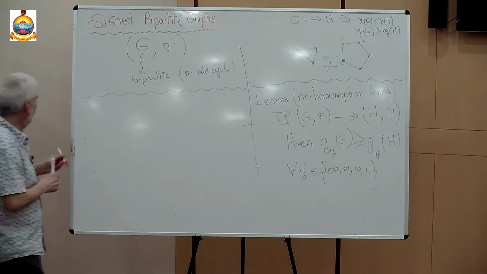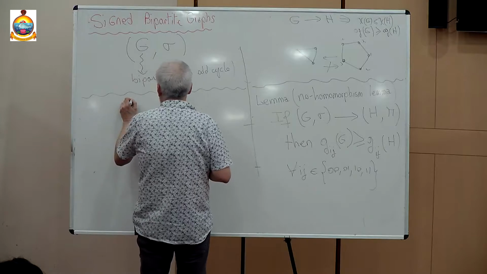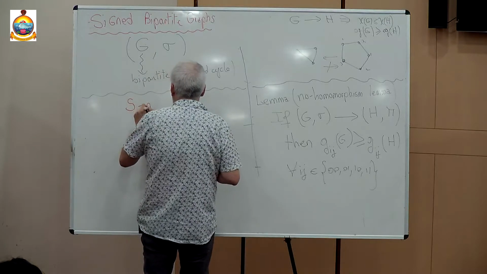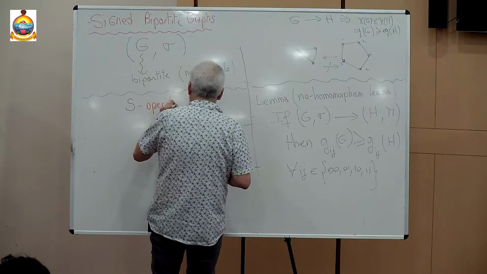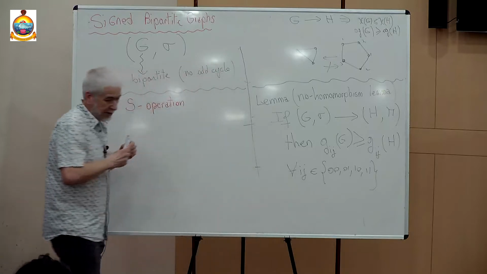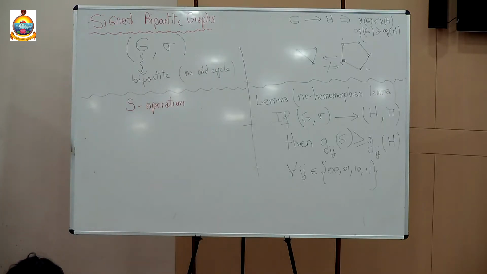So there is some kind of, it's not a good term. I will call that S operation. But S is not good. Oh, just consider that I am transforming some graph into a signed graph. So S is good. Okay.